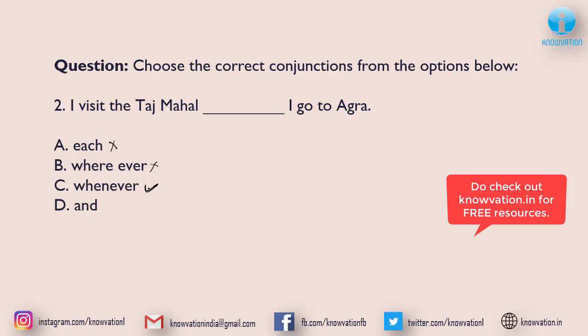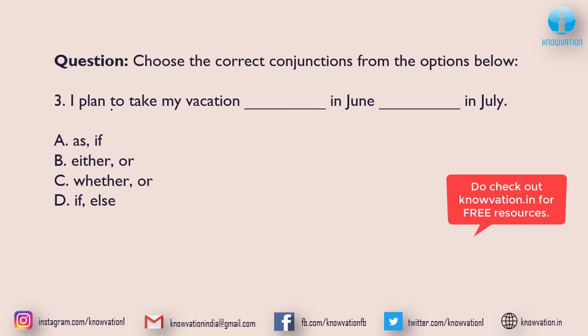This makes perfect sense. I visit the Taj Mahal and I go to Agra. So this is also not making the right sense because and is not joining these two sentences correctly. So my correct answer will be C, whenever. Next, I plan to take my vacations dash in June dash in July. So let's see. I plan to take my vacation as in June if in July.